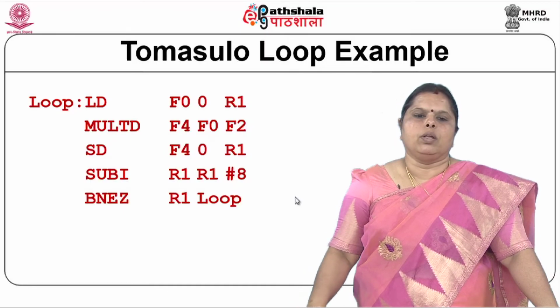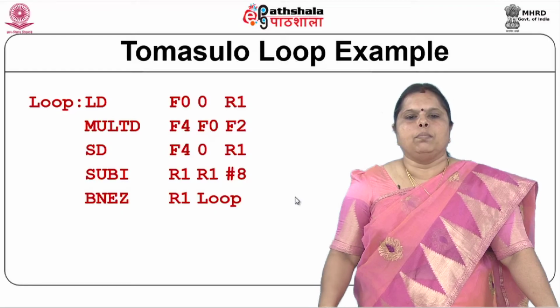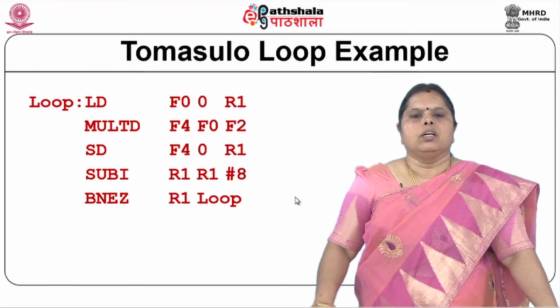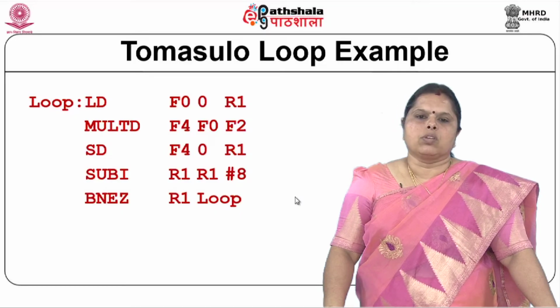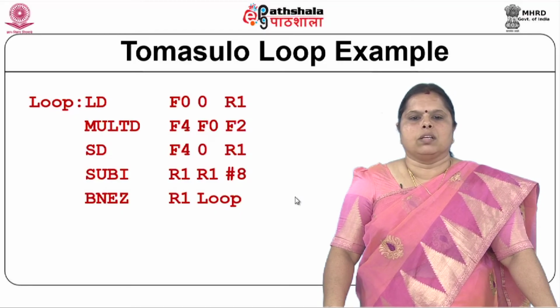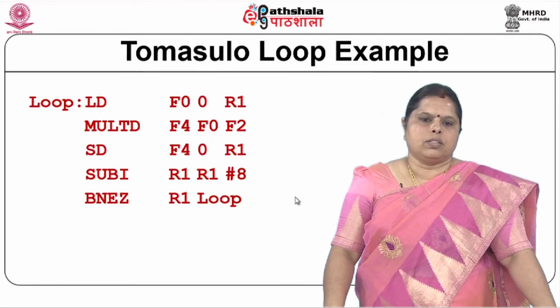You will have to look at branches, branch predictors, and how dynamic unrolling of a loop happens in hardware. So we will have to look at all this. All these concepts are discussed through this example. So we have 5 instructions here. The first is a load instruction which loads from 0(R1) and stores into register F0.